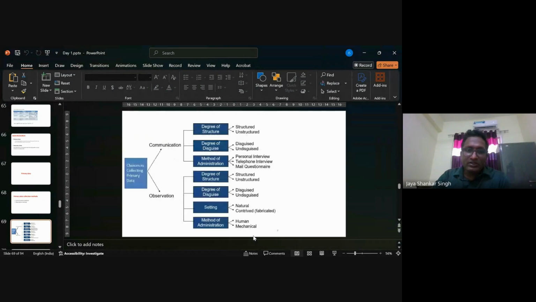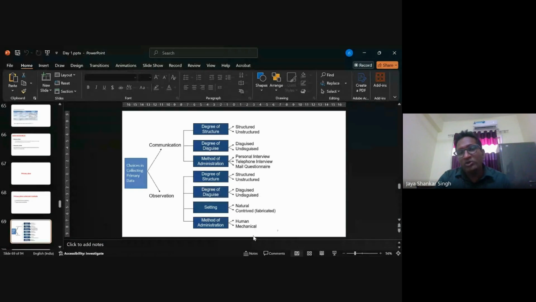Okay. So this communication and observation method can be further divided into different methods based on degree of structure, degree of disguise, and method of administration. Now, what is degree of structure? It is how structured or unstructured your communication is. A good example of a structured communication method of data collection is a survey.